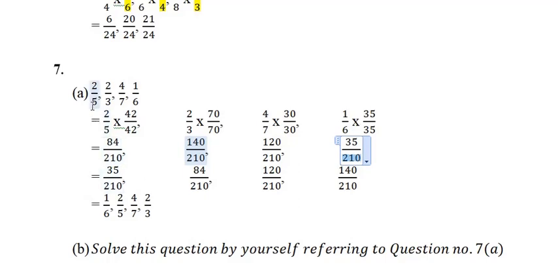So 5, how many times is 210? Divide 210 by 5, you will get the answer 42. Okay, now 3, how many times 210? It is 70 times. Okay, now 7, how many times it is 210? It is 30 times. Okay, now 6, how many times this 210? It is 35 times. So hence you will multiply both numerator and denominator by the same number. Okay, as it is mentioned out here. Okay, you are using the same concept as it was mentioned earlier in the previous question.